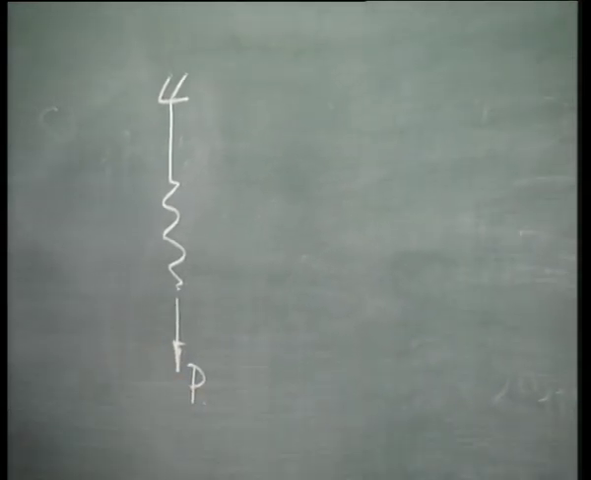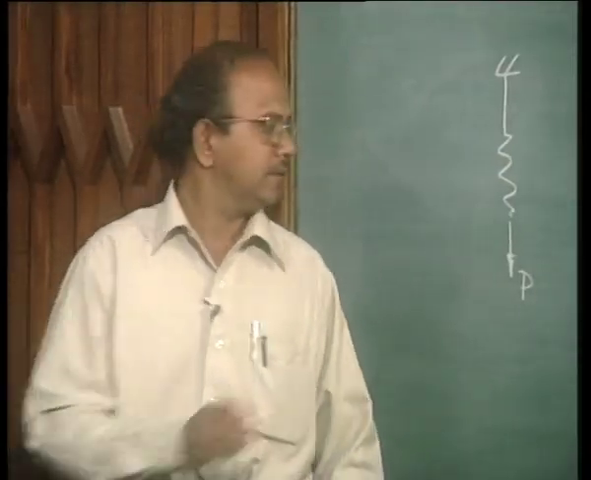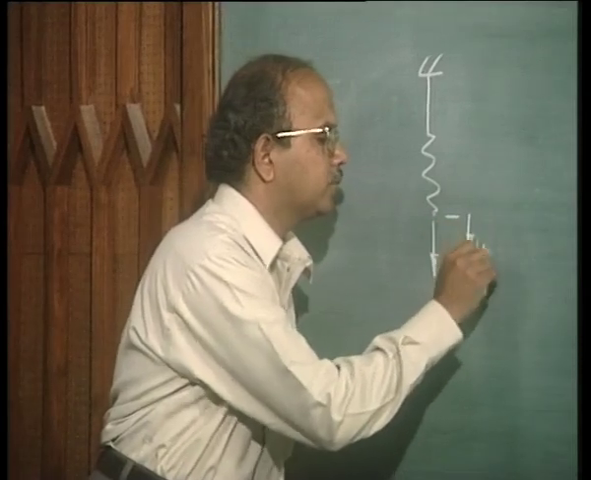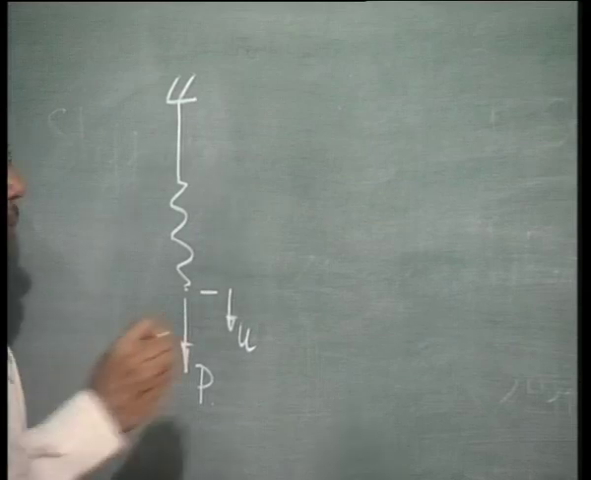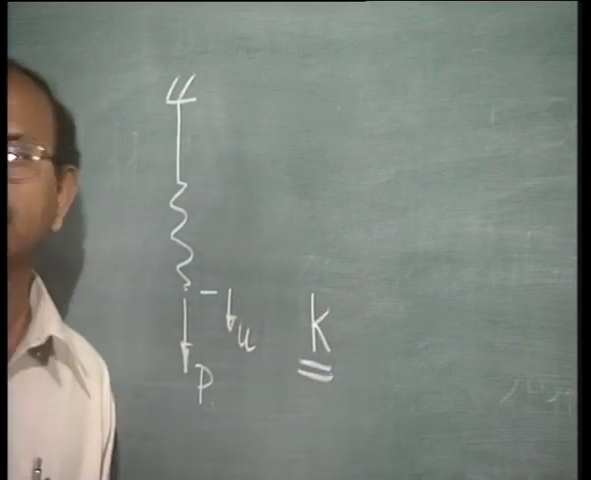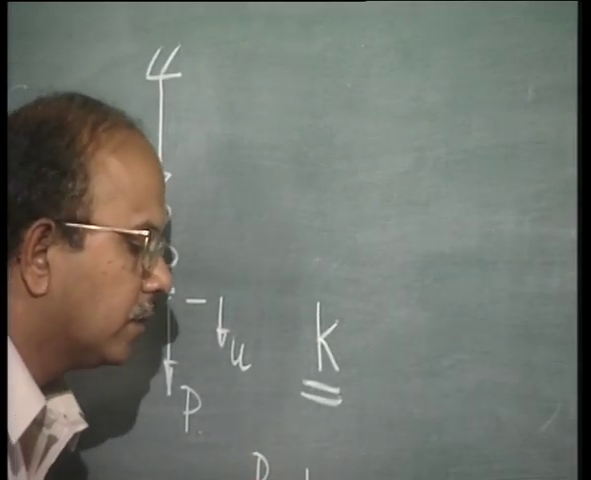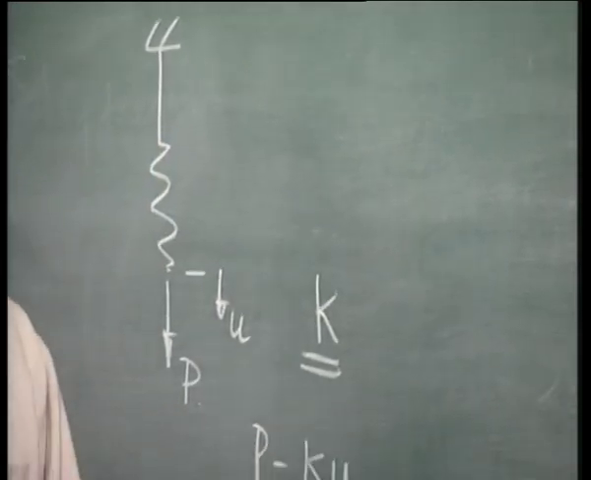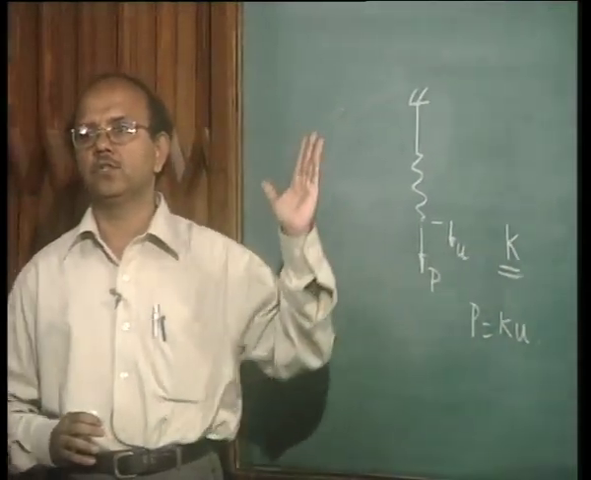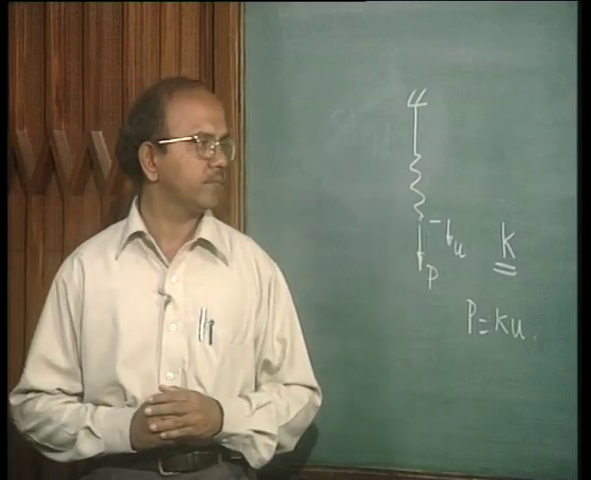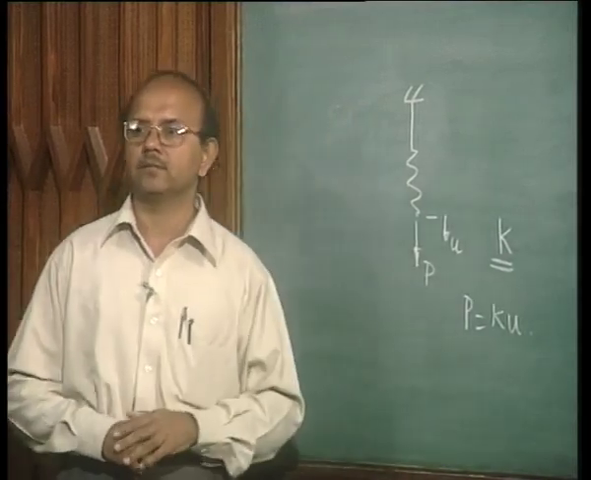We considered that if there is a force P that is acting on a spring, and if this displacement at this point is u, then we said that it is possible to define a term called stiffness K such that P is equal to Ku. Now, the question is, how am I going to extend this concept to other components or other bodies which are not necessarily nice springs like this?